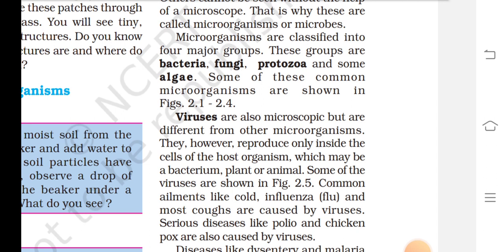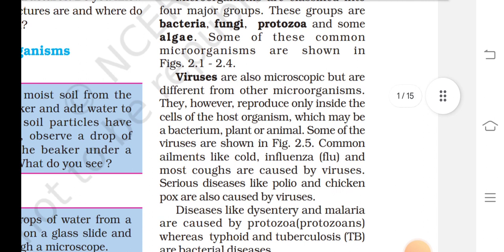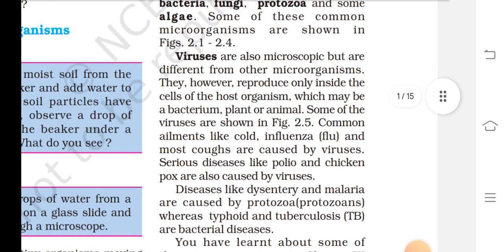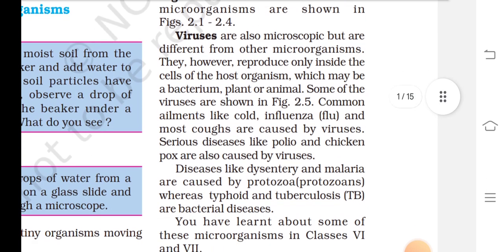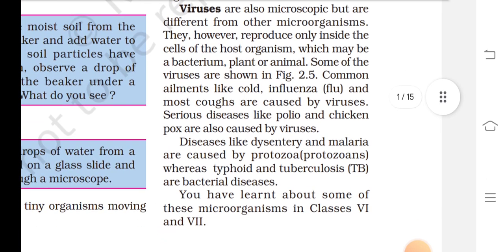Microorganisms are classified into four major groups. These groups are bacteria, fungi, protozoa, and some algae. Some of these common microorganisms are shown in the figure. Viruses are also microscopic but are different from other microorganisms. They, however, reproduce only inside the cell of the host organism, which may be a bacterium, plant, or animal.